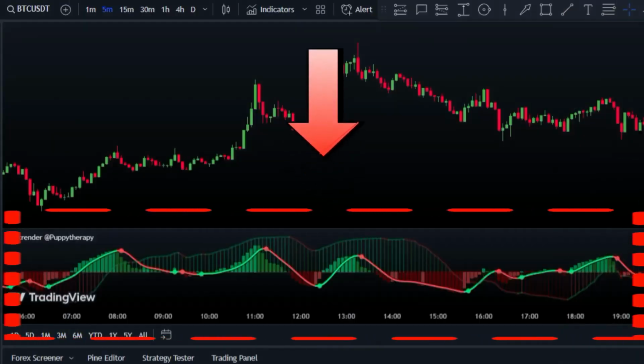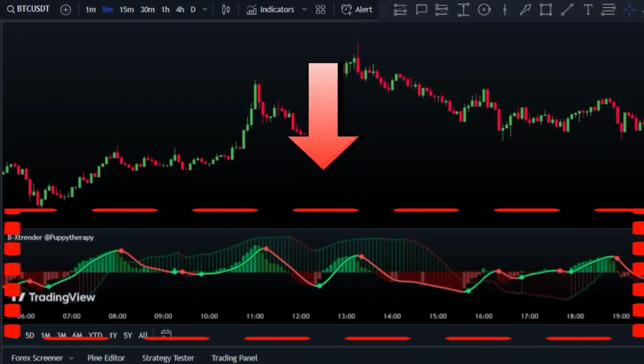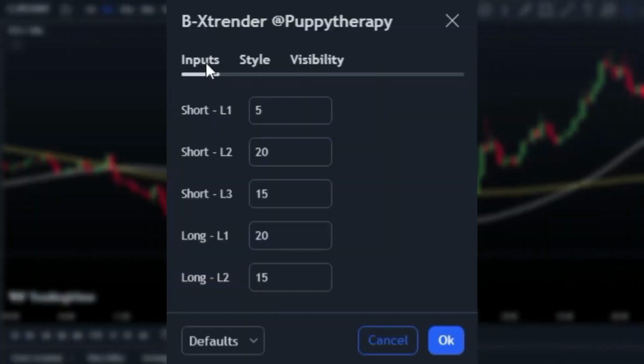After you've added it to your chart, I suggest making a few adjustments to its settings for an optimized trading experience.